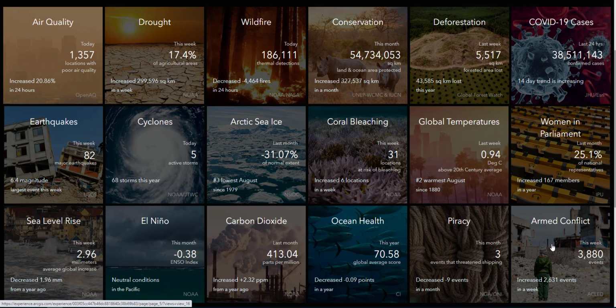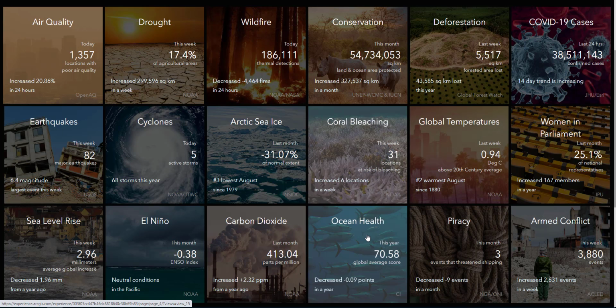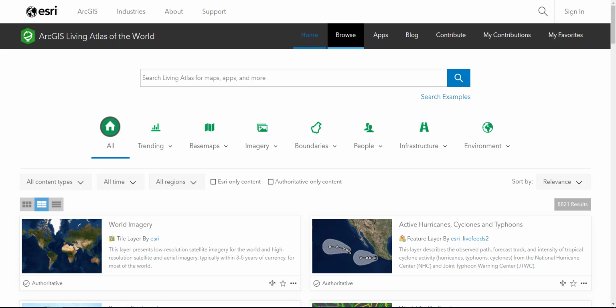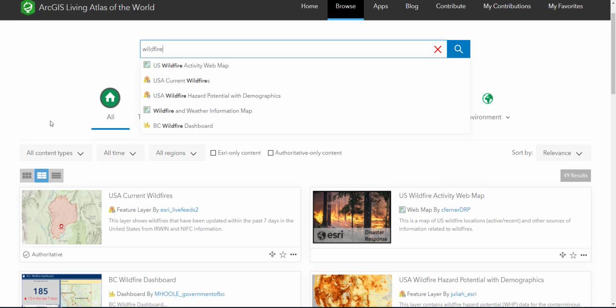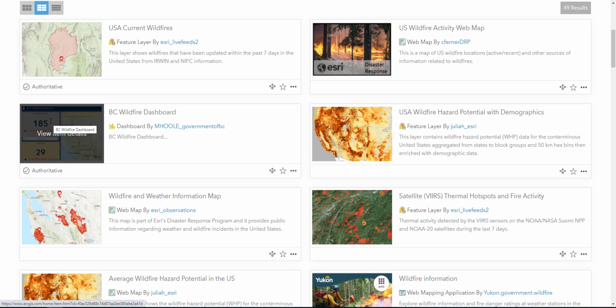So it gives you this big picture of what is happening around the world, and it actually invites you to go in and say, that's interesting. I want to go back to Living Atlas and search to find more data so that I can then develop information products that can help me to make better decisions.